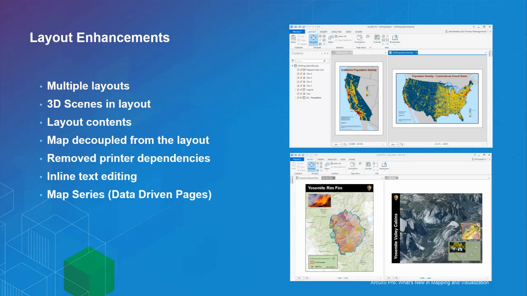As Edie mentioned, we've decoupled the map from the layout, and there's a number of advantages to doing that. Of course, you're working in a project, and a project can have many, many maps and many, many layouts. And we want you to be able to pick and choose which maps you want to add to which layouts, and so we've separated all of that. We've removed the dependencies on printers in Pro.